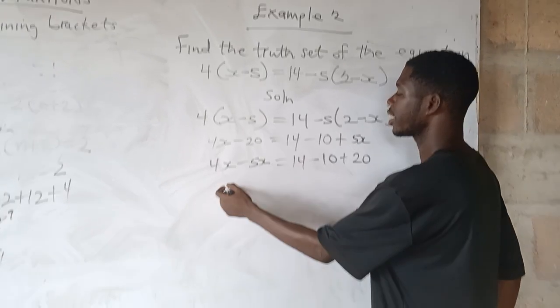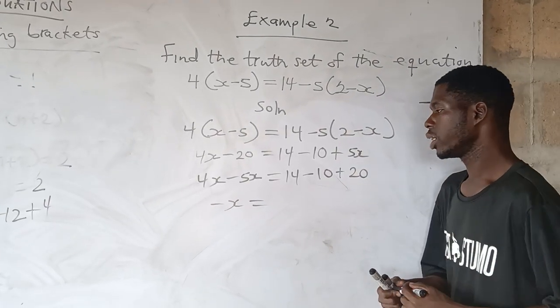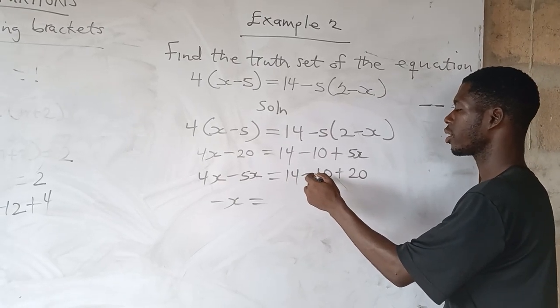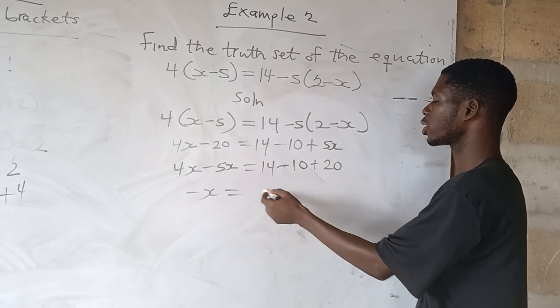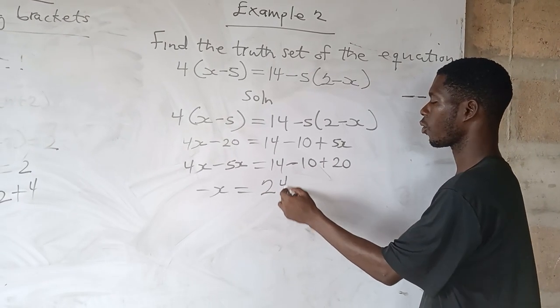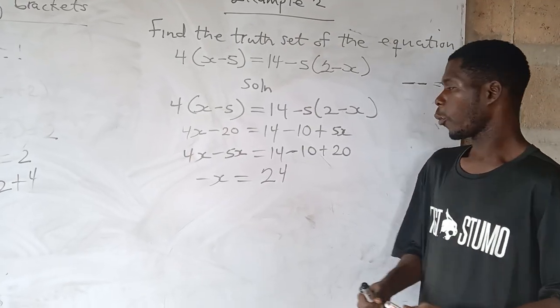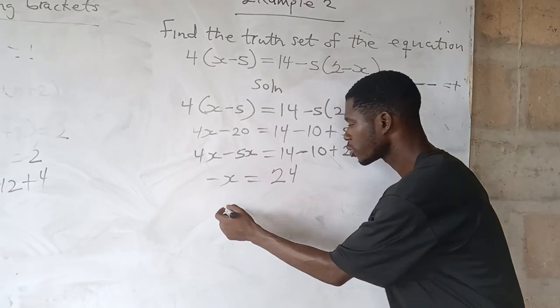Now I have negative x is equal to 14 minus 10, which is 4. 4 plus 20 is 24. Yes. You are not done. You are looking for x, not negative x. Okay, you continue.